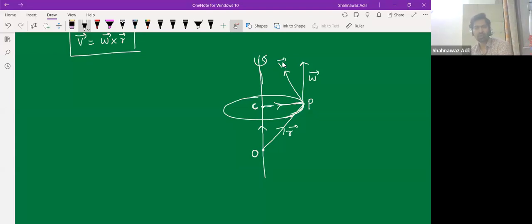So if I want to calculate the angular momentum, right? That would be r cross p for this object which is moving in a circular direction, right? So this r vector is OP. And can you tell me what this distance is?